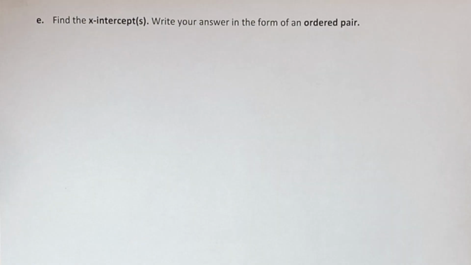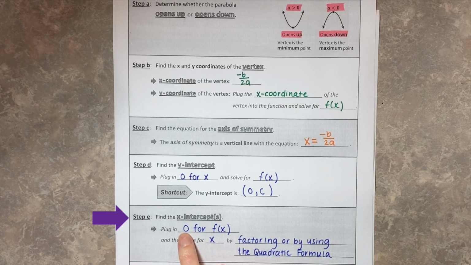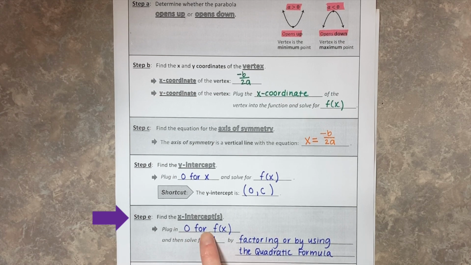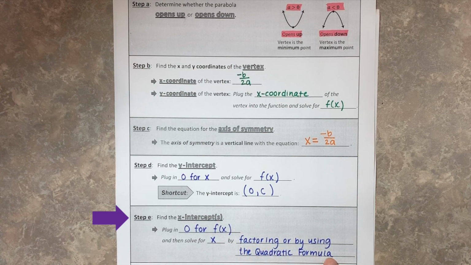Next step, we're going to find the x-intercepts, and let's look back at our notes to see how we find the x-intercepts. To find the x-intercepts in any math problem, we always plug in 0 for y, or another way to state that is we're plugging in 0 for f of x. After we've plugged in 0 for f of x, then we go ahead and solve for x. Now, when you're finding the x-intercepts of a quadratic function, in order to solve for x, you're going to either need to factor or use the quadratic formula.